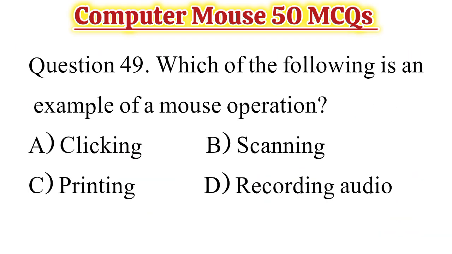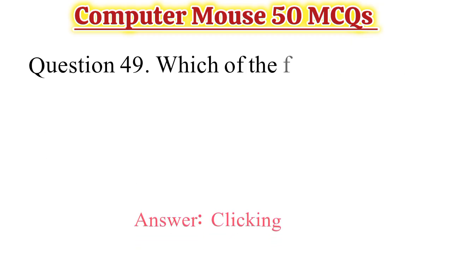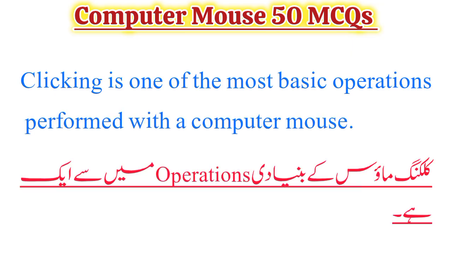49. Which of the following is an example of a mouse operation? A. Clicking. B. Scanning. C. Printing. D. Recording audio. Answer: A. Clicking. Clicking is one of the most basic operations performed with a computer mouse.